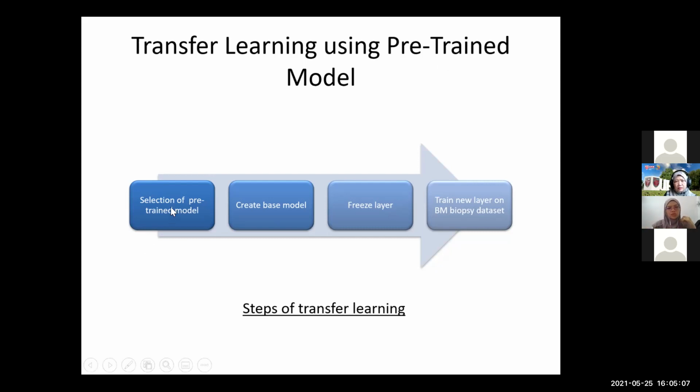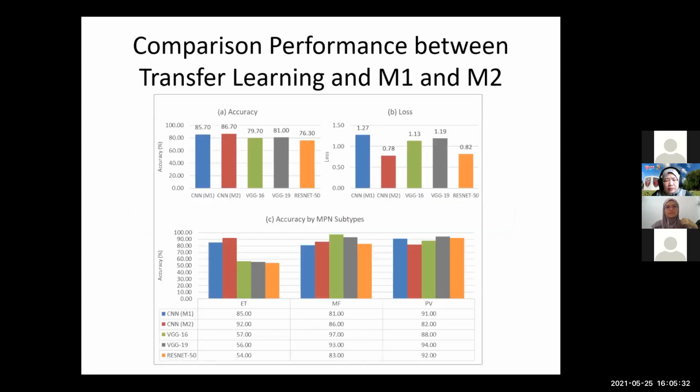First I need to select the pre-trained model, and then I create the base model. Creating the model is actually downloading it using the API, so downloading from the library, and then coding to freeze the layers, and then training the new layer on the bone marrow biopsy dataset. So this is the final output.